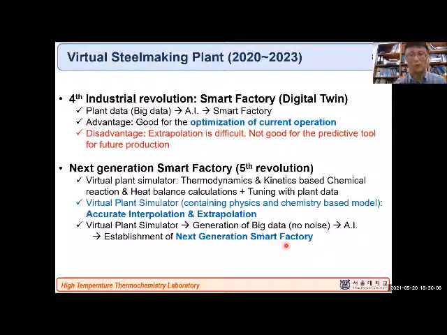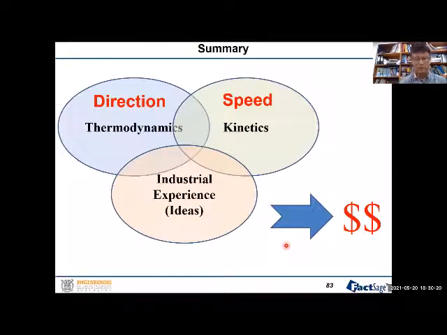So this is what we are doing in the next 3 years. And then we want to demonstrate that this is really working in a steel plant. One company has already started to collaborate with us on this project. Okay, so this is my last slide.